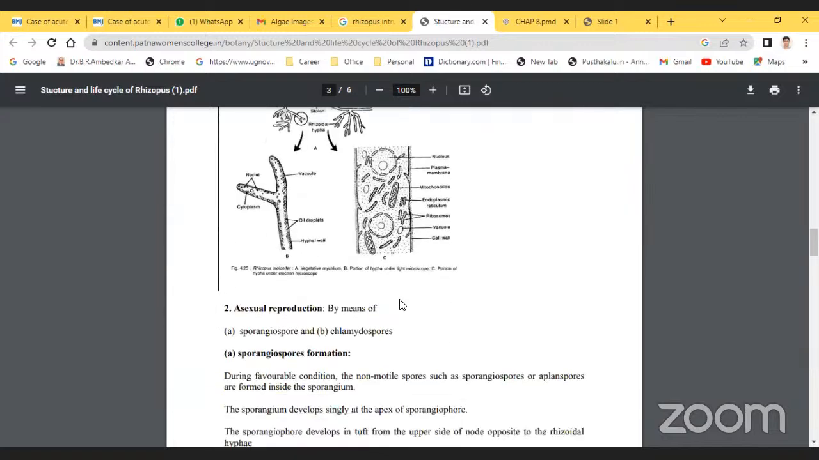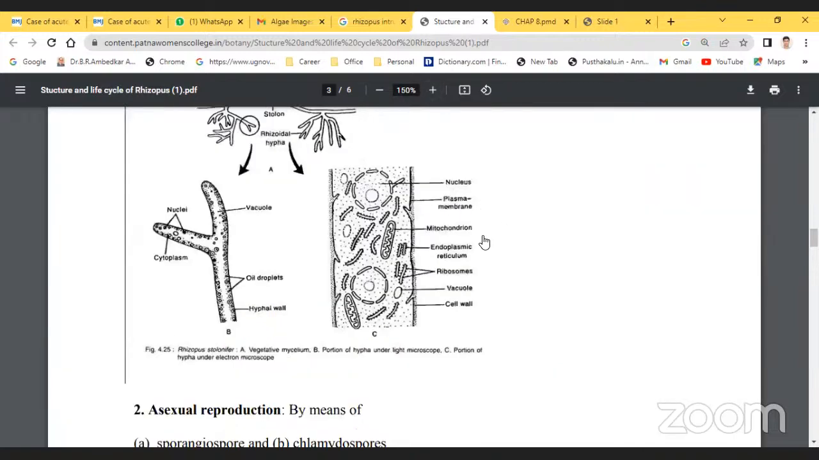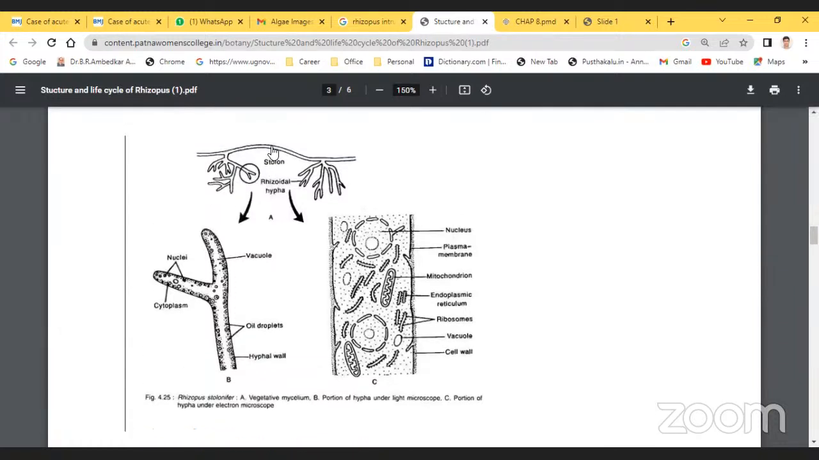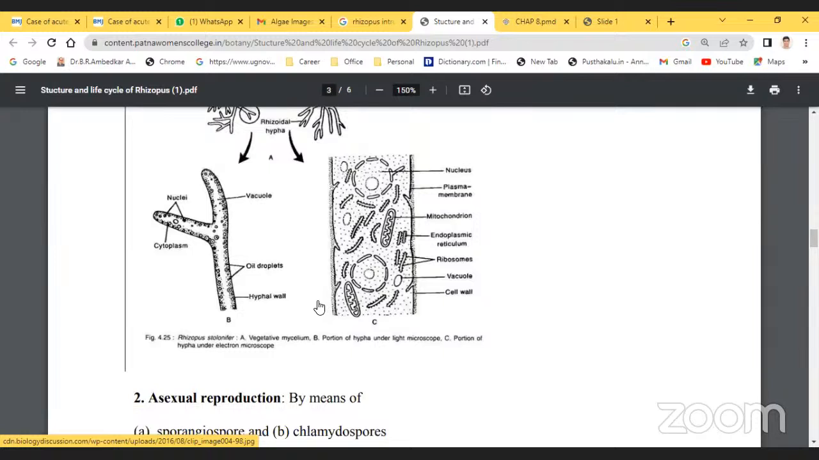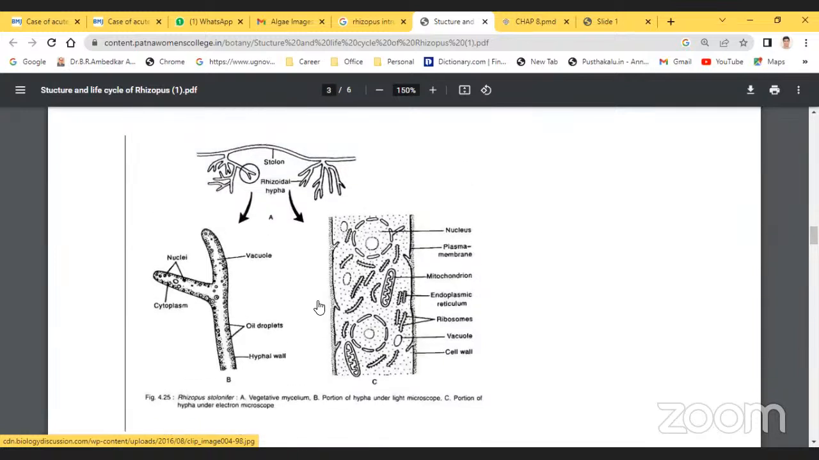Now observe this figure. These are examples of Rhizopus stolonifera. These are the stolon, and these are the rhizoidal hyphae. Just observe this one: A is the vegetative mycelium, B is a portion of hyphae under the light microscope, and then a portion of the hyphae under the electron microscope. The last image is also the same. These belong to Zygomycotina, the Mucorales. The family is Mucoraceae, which we discussed before, and Rhizopus is also Mucoraceae.